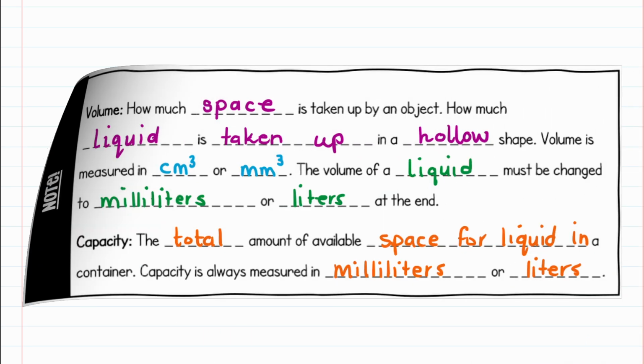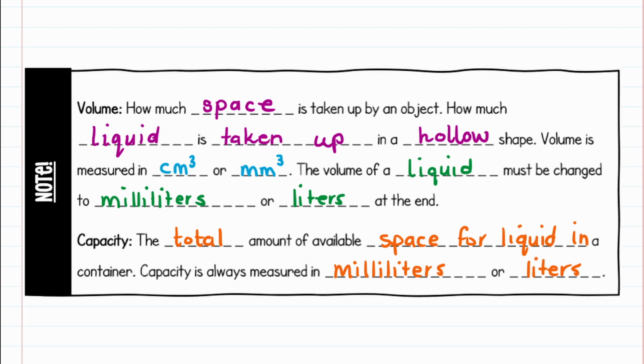Firstly, volume is how much space is taken up by an object. It's also how much liquid is taken up inside a hollow shape. Volume is measured in centimeters cubed or millimeters cubed, but the volume of a liquid must be changed to milliliters or liters at the end. Capacity, on the other hand, is the total amount of available space for liquid in a container. Capacity is always measured in milliliters or liters.